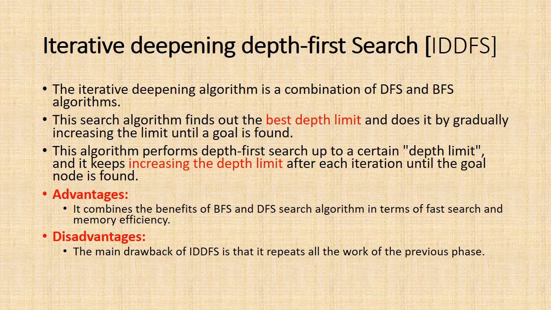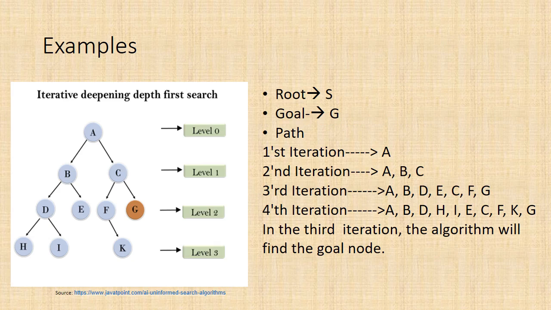The main drawback of IDDFS is that it repeats all the work of the previous phase. The drawback of iterative deepening search is that it seems wasteful because it generates states multiple times. The tree structure is showing the iterative deepening depth-first search. The iterative deepening depth-first search algorithm performs various iterations until it finds the goal node.